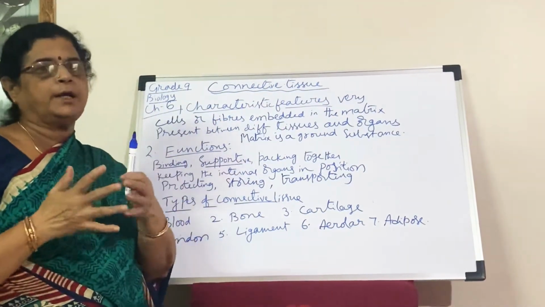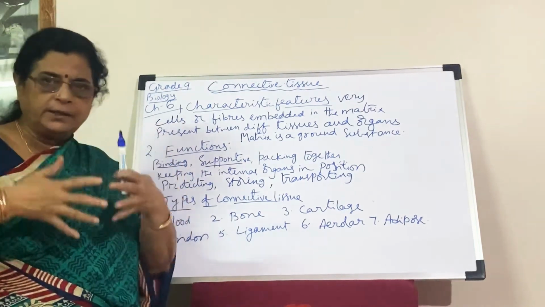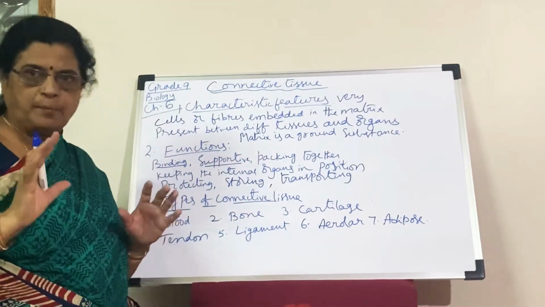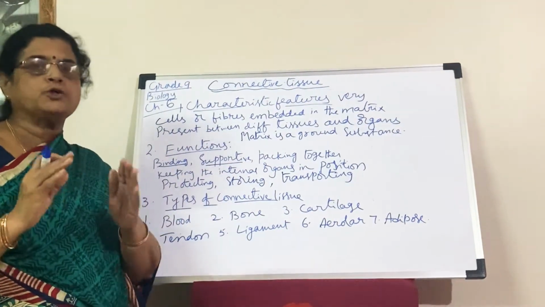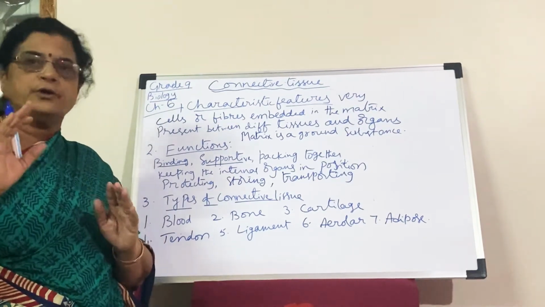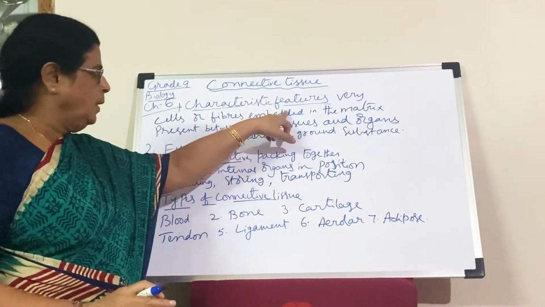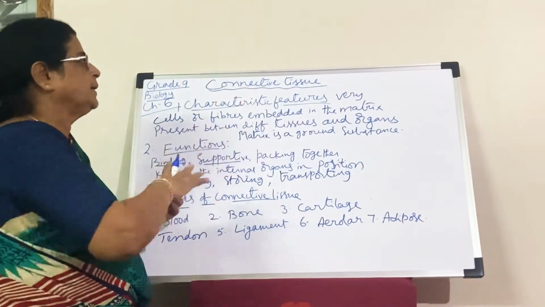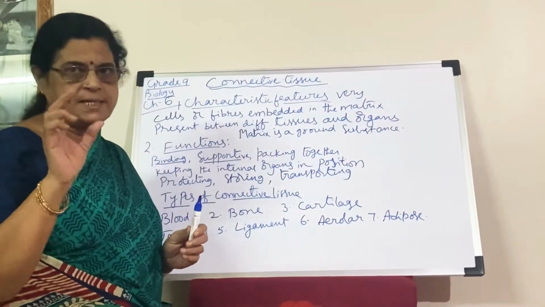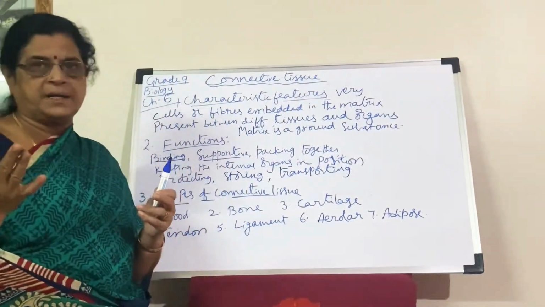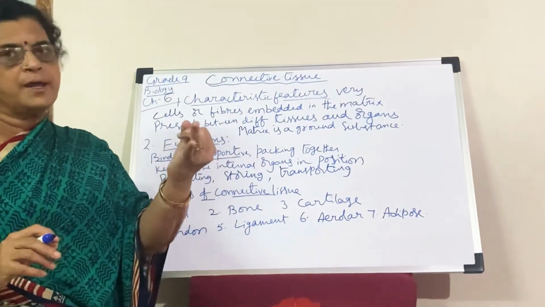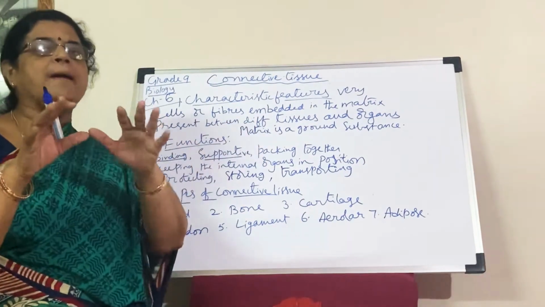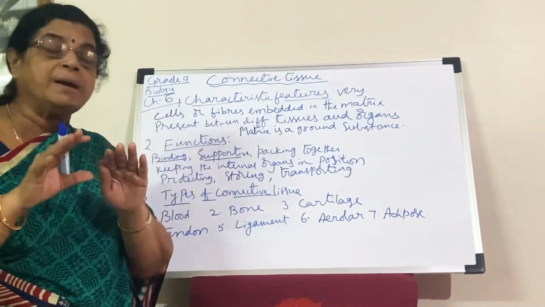The name itself you can understand, connecting the organs internally, and these connective tissues are present everywhere inside the body, but depending upon the part and function, their nature and cells are different. This is a very essential tissue in our body. Mostly it consists of a cellular part, cells, a fibrous part, and matrix. It contains cells, fibers and matrix, and these are embedded in the matrix.